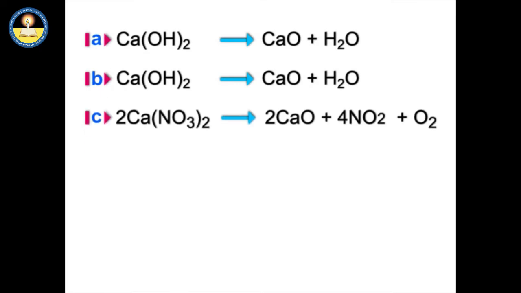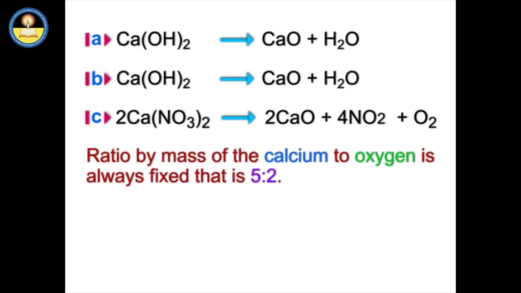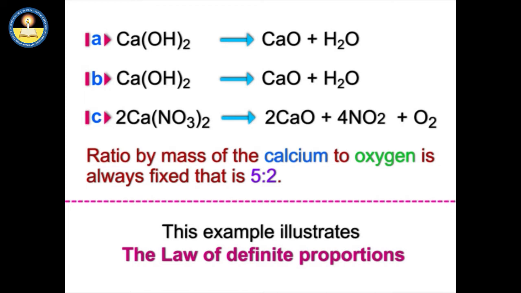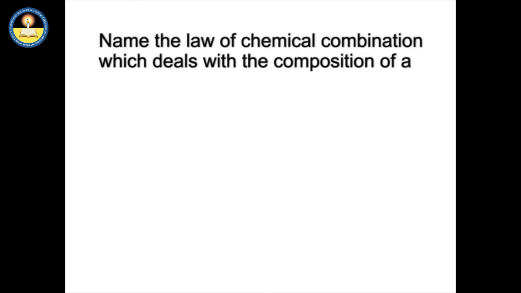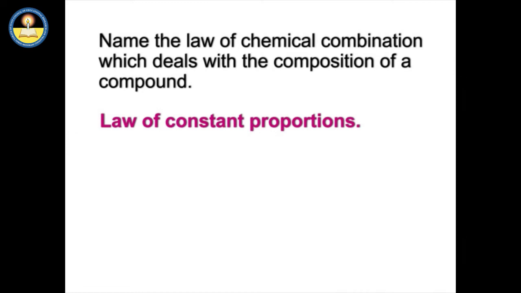The analysis of calcium oxide thus prepared by different sources shows that it contains the elements calcium and oxygen only, and the ratio by mass of calcium to oxygen is always fixed, that is 5:2. This example illustrates the law of definite proportions. Let me now ask you a question. Name the law of chemical combination which deals with the composition of a compound. The answer is the law of constant proportions.